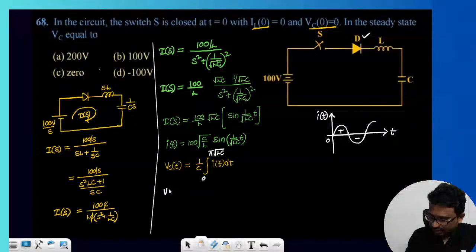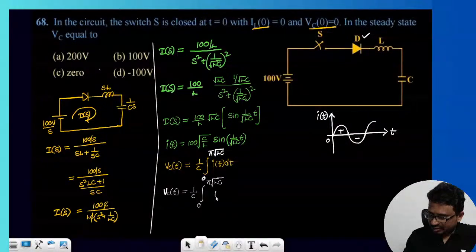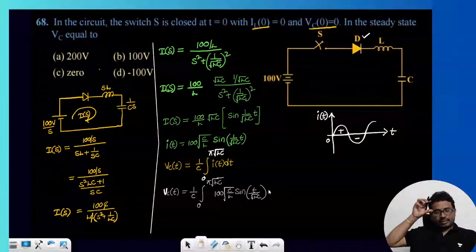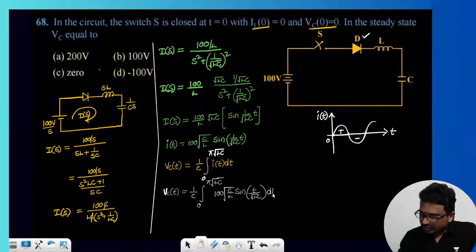So from this we can say Vc of t should come to be 1 by C integral from 0 to pi into root LC of I of t. I of t is 100 into square root of C by L into sine of t by root LC. Now tell me the integration of this function.